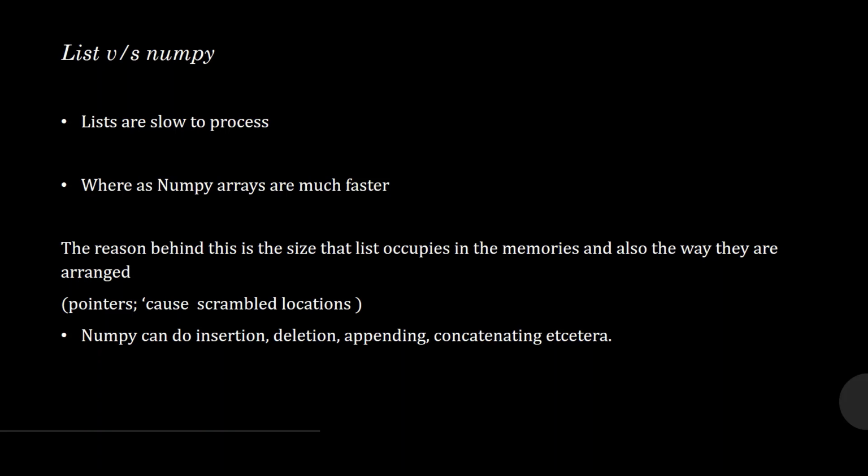One more thing which makes lists slower is the way the numbers are stored in lists. They are randomly stored in the memory. When they are randomly stored, each value gets a different pointer to point out where that number is located. Whereas in NumPy they are stored continuously, which means you give only one pointer, and all you need is one pointer to find the rest of them.